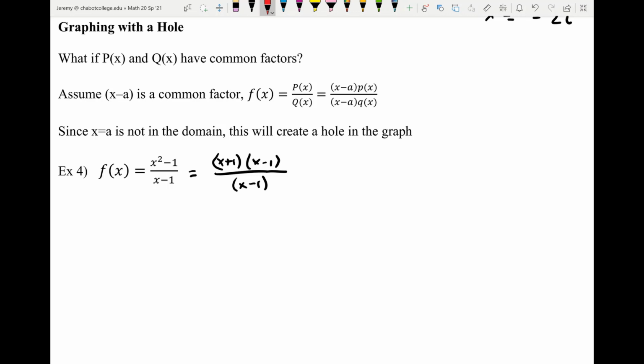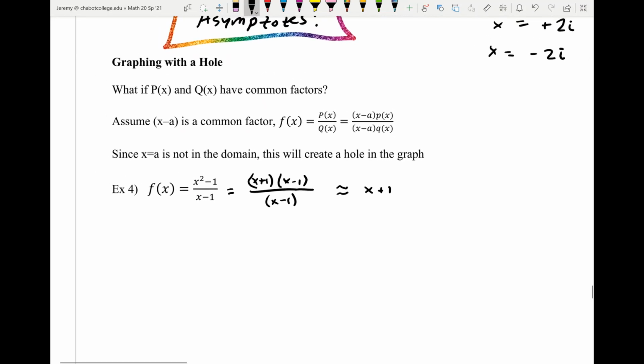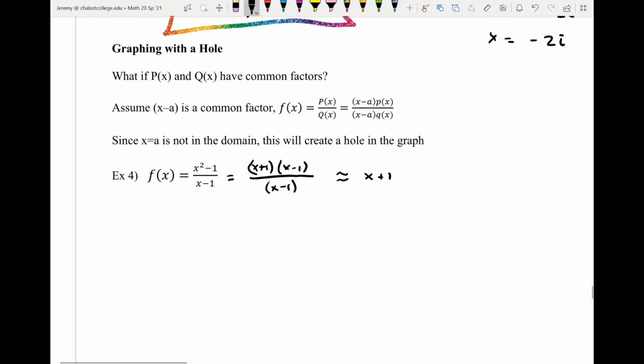But even though we can cancel this out, and it simplifies to x plus 1, it turns out that that's not actually what f of x is. Even though those factors cancel out, this is how we defined f of x initially. So x equals 1 is not in the domain.